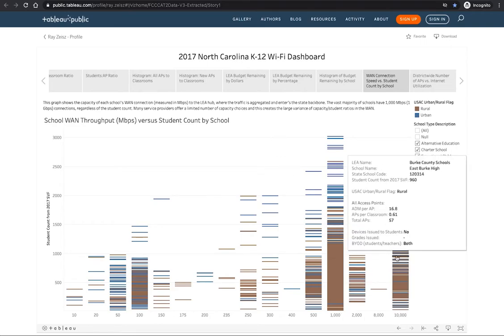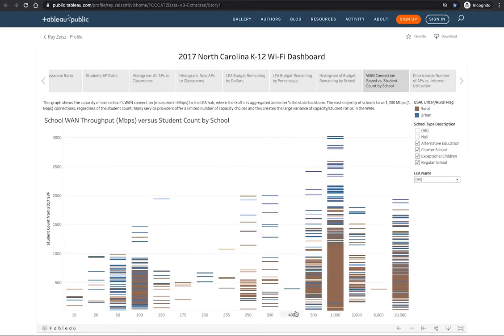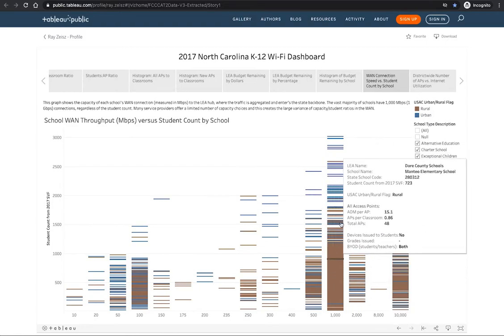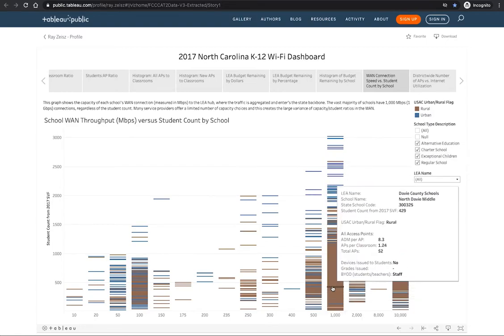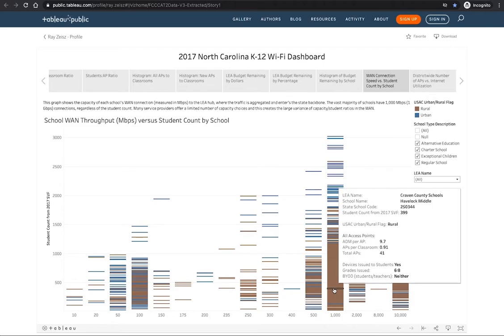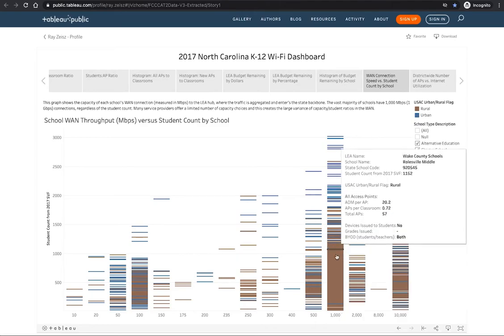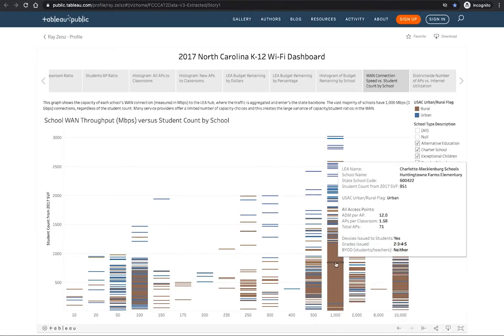And what we've done here is we've shown every school in the state. On the x-axis is the connection that leaves the side of the school building out into the fiber down the road. And on the y-axis is the number of students in the school. So what you're seeing here is this 1,000 is the gigabit connection for the schools. So these schools all had a 1,000 megabit, 1 gigabit connection to the internet.